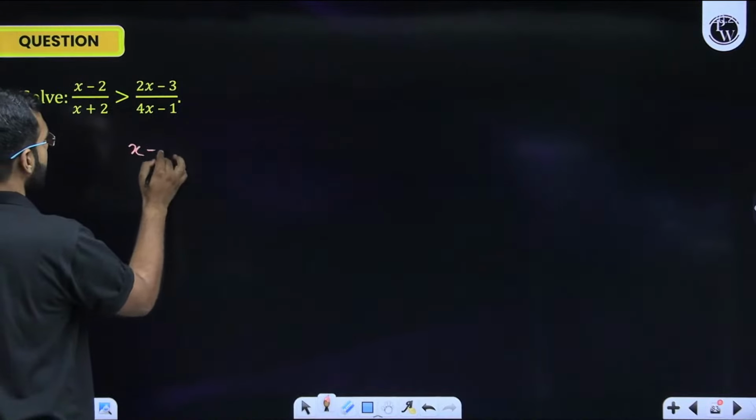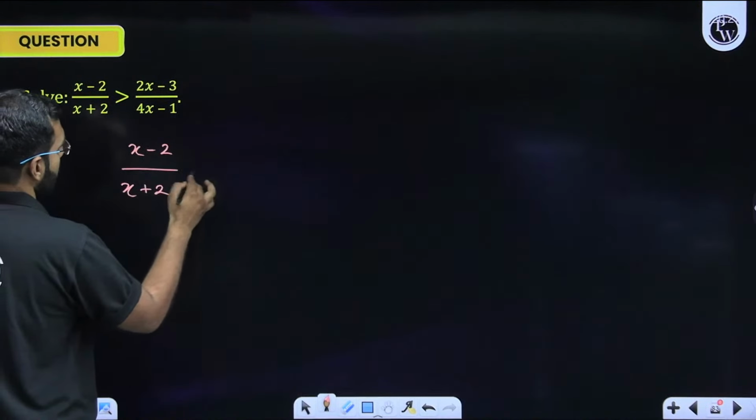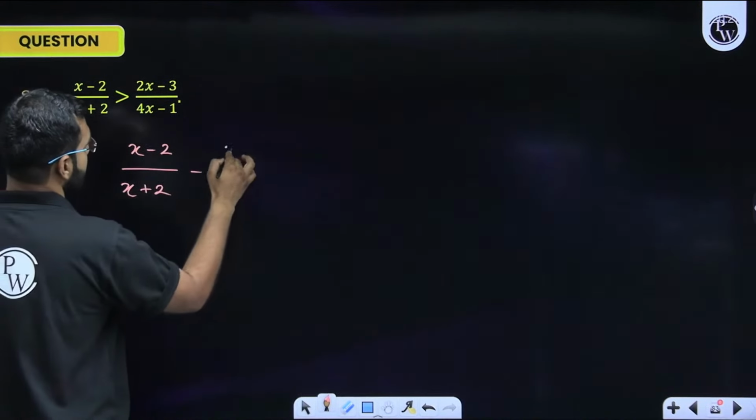So what happens here is (x minus 2)/(x plus 2) minus (2x minus 3)/(4x minus 1). That is what we can do, because shifting it on the left hand side means you are subtracting this expression from both the sides, and with inequalities, that is doable. So with that, I can now take the LCM. So it will be (x minus 2)(4x minus 1) minus (2x minus 3)(x plus 2), and in the denominator, (x plus 2)(4x minus 1) greater than 0.